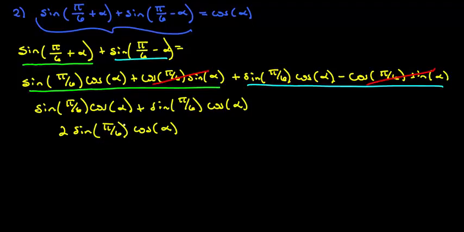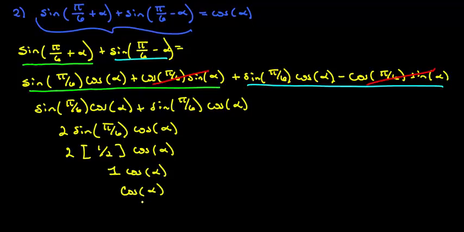Now what is the sine value of pi over 6? So we can actually evaluate that. That's a half times the cosine alpha. So 2 times a half is 1 cosine alpha, which is of course just cosine alpha.